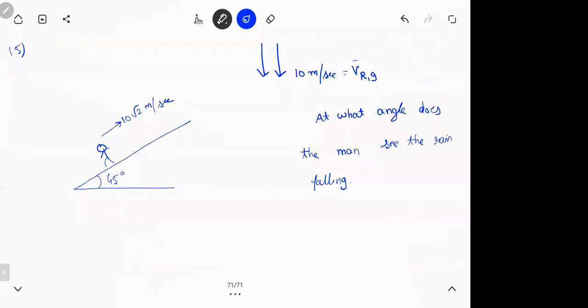Let's see how to do this. Take the velocity of the man. What are the components? This will be 10 root 2 cos 45, which is 10. This is 10 root 2 sine 45. That is 1 by root 2, no? That is 10. So the man is going with 10 forward, 10 upward. The rain is falling with 10 downward.